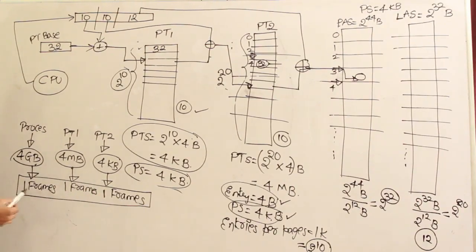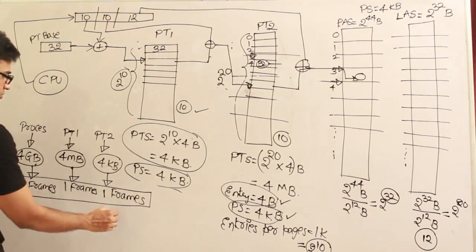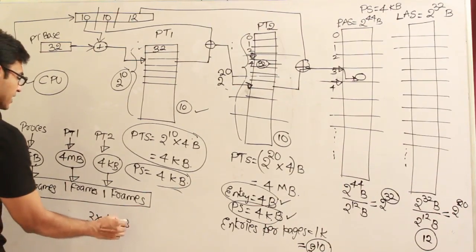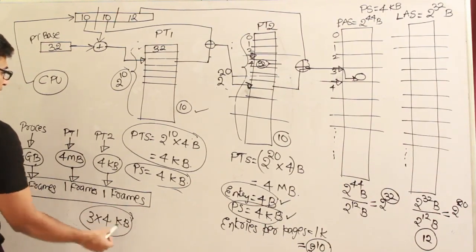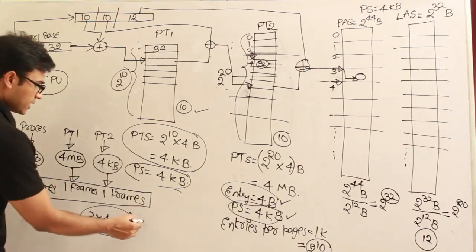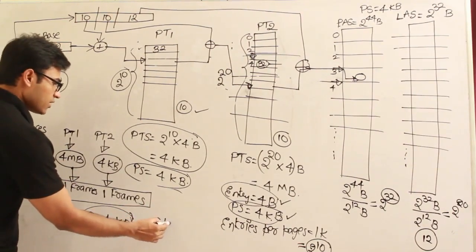And since each frame is going to be 4 KB, at least we need 12 KB, right? If I don't use paging and multi-level paging, then I might have to load a 4 GB process completely into memory, and I might need 4 GB of memory to run it. But using this, I have drastically reduced the memory requirement to 12 KB.